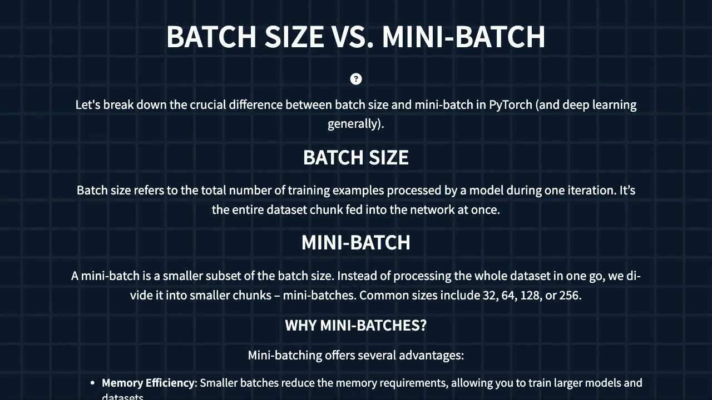Okay, let's talk about batch size and mini-batch. They're closely related but important to understand. Batch size is the total number of examples you feed into your model at once during a single training step. Think of it as processing the entire dataset in one go. However, often we don't have enough memory for that. That's where mini-batches come in. A mini-batch is simply a smaller chunk of those examples, like 32 or 64. Using mini-batches makes training more efficient by reducing memory needs and can even speed up the learning process by introducing some randomness into the updates.